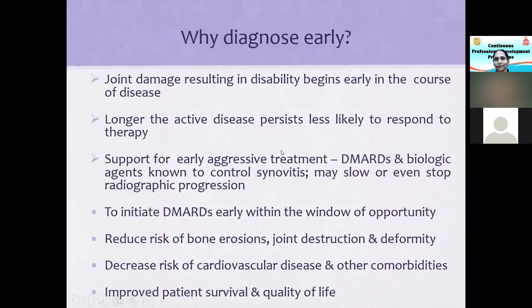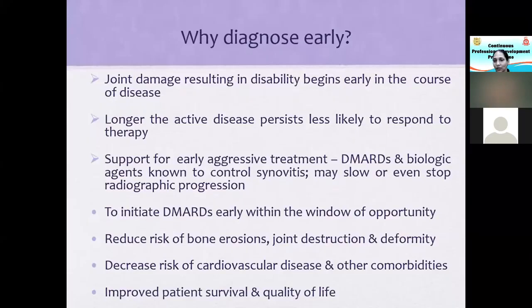Now, the importance of diagnosing early cannot be overemphasized. We know that joint damage resulting in disability begins early in the course of the disease. When you have active disease persisting for a long period, it is less likely to respond to the therapy. And we know that newer drugs are available for treatment.